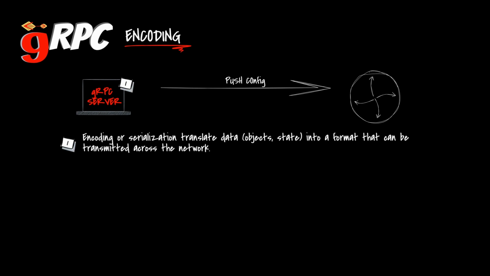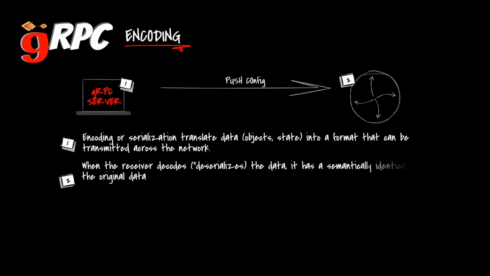So when we talk about the encoding of gRPC, the encoding or serialization translates data into a format that can be transmitted across the network. When the receiver decodes the data, it has a semantically identical copy of the original data. This is what we refer to as serialization. So the encoding method provides efficiency and ease of use between the two applications or between the two devices.